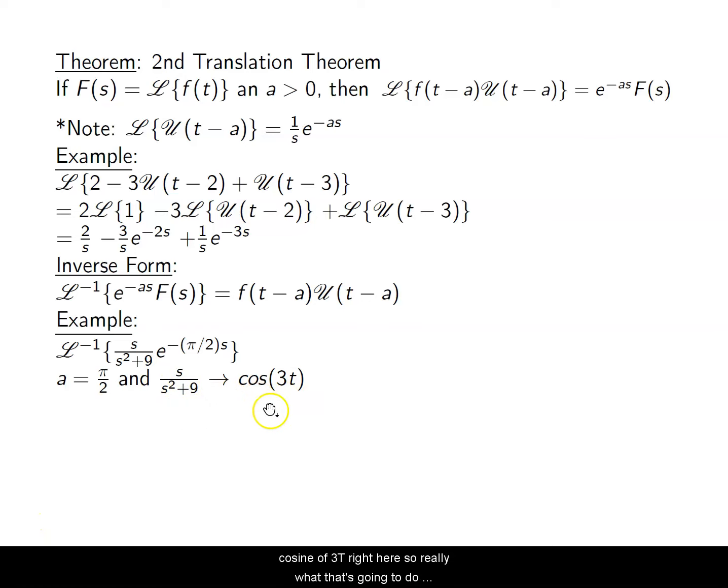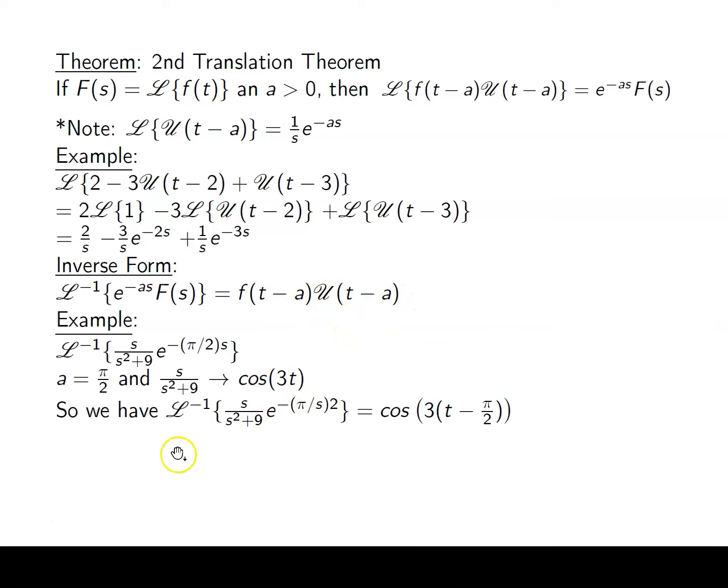And so when we put these together, notice we're doing the inverse here. So really what that's going to do is give me a translation inside of my function, and then I'm going to have this Heaviside as well, okay? So when I do this, that is going to give me cosine of 3 times (t minus pi over 2), right? So that's just giving me a horizontal shift. I'm not saying that this turns on or turns off, right? So it should look like this.